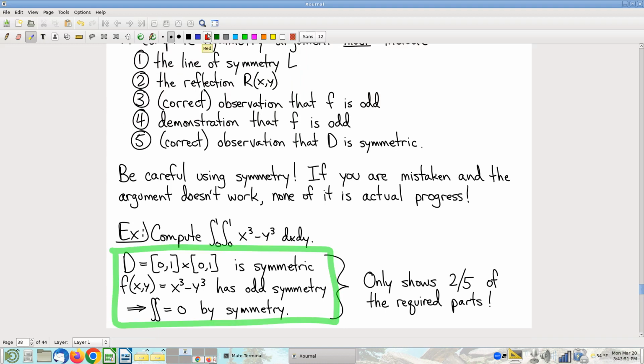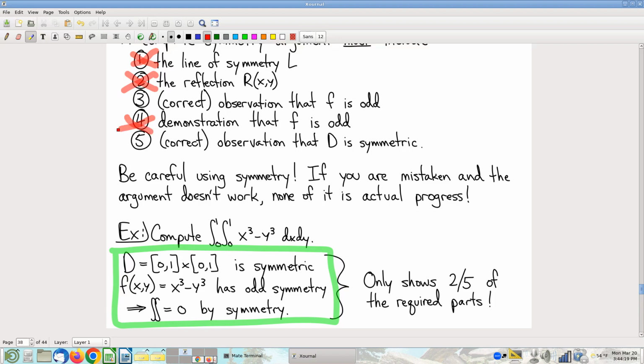So notice, conspicuously absent from this work, the student has not even told me what line of symmetry they're talking about. That domain's symmetric over a bunch of lines. 4 lines. Right? So which one are you using? That's not an argument if you don't tell me which line you're using, right? So this student has also not computed a reflection, and therefore can't and didn't demonstrate that the function was odd.